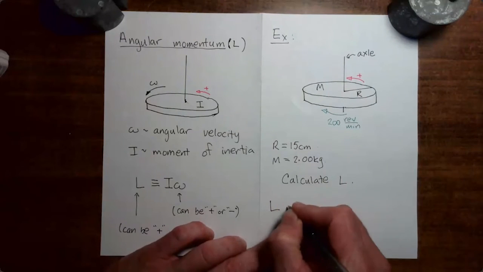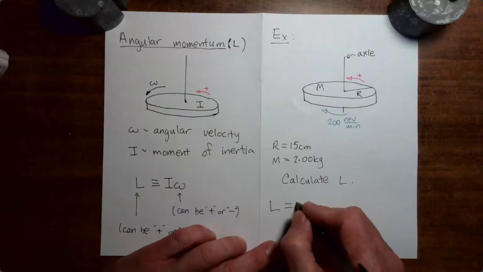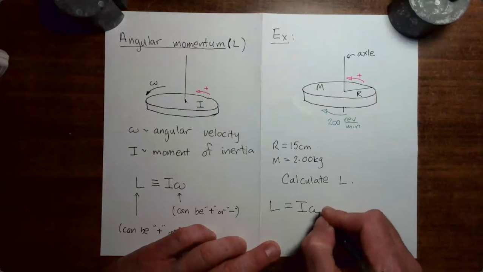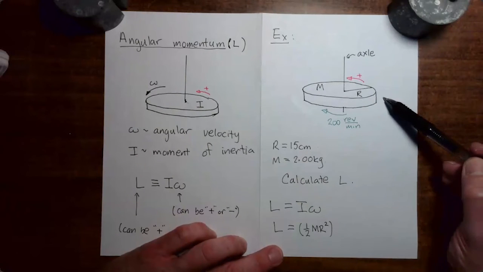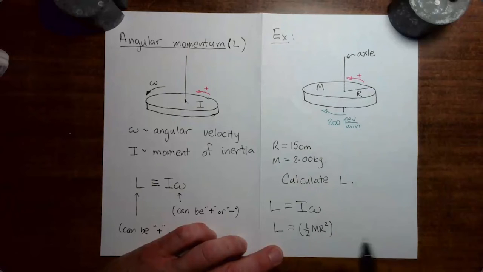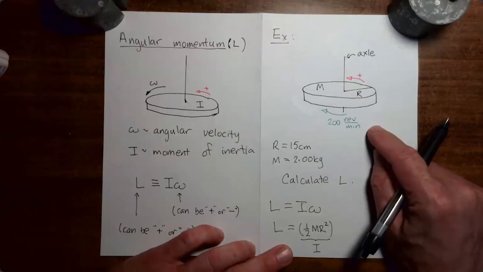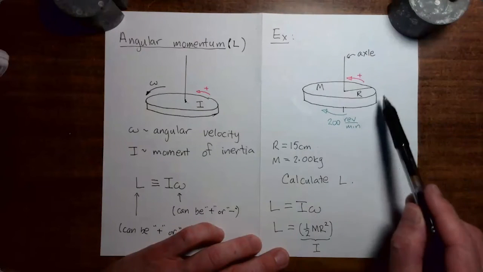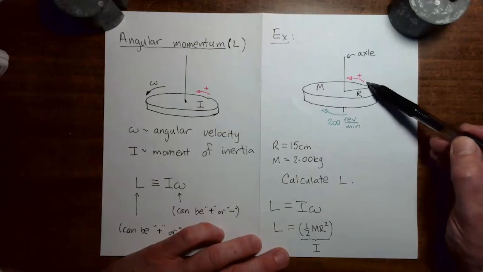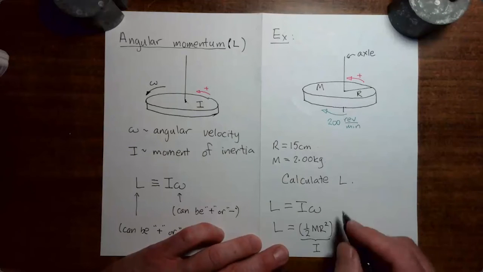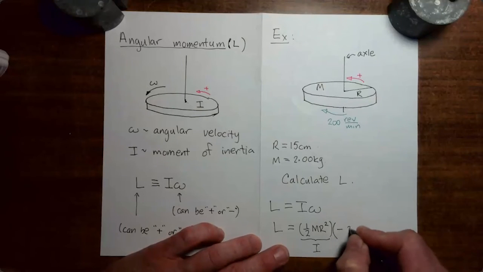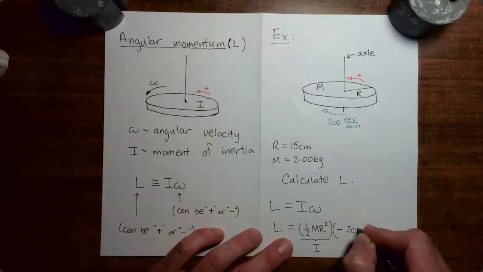So let's start. We have from here that the angular momentum is equal to moment of inertia times angular velocity. The moment of inertia of a cylinder rotating about its symmetry axis is 1/2 the mass of the cylinder times the square of the radius. So that's the moment of inertia. The angular velocity is given here as 200 revolutions per minute. However, the rotation is in the clockwise sense, and we have defined counterclockwise to be the positive direction. So we're going to take the angular velocity to be minus 200 revolutions per minute.